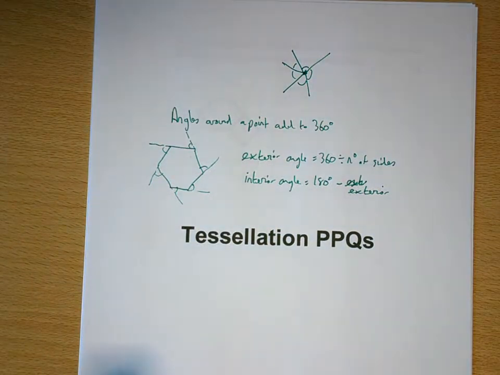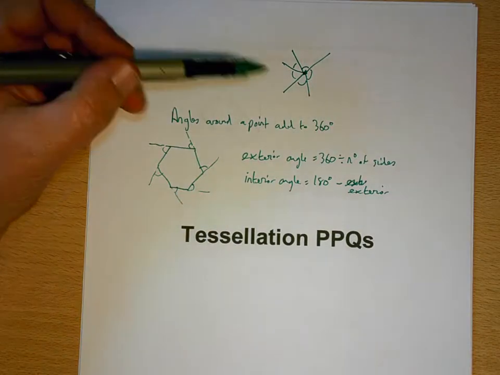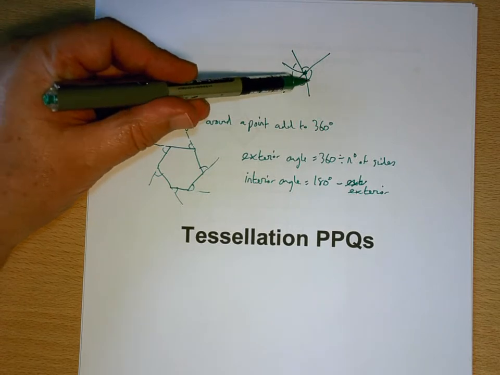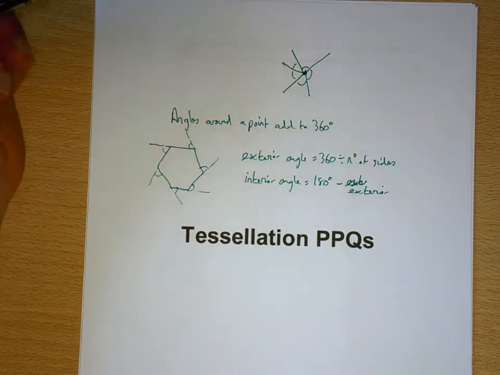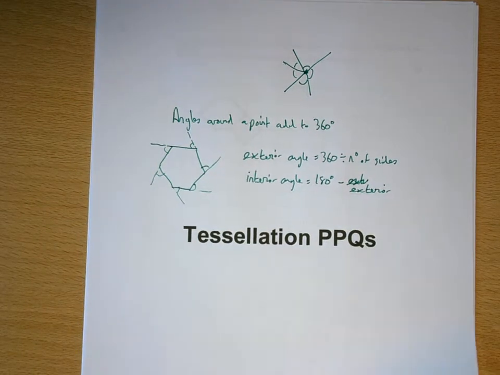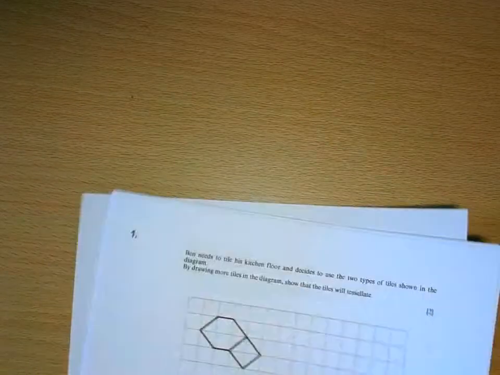So those are the math facts that you need to know, and in order for a shape or a combination of shapes to tessellate, it means that they will completely fit together around a point, so the sum of their angles is going to be 360 degrees. Okay, let's take a look at these questions.